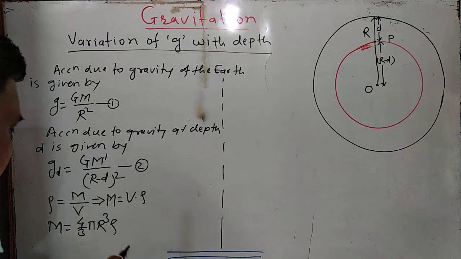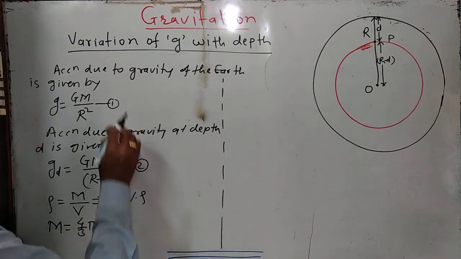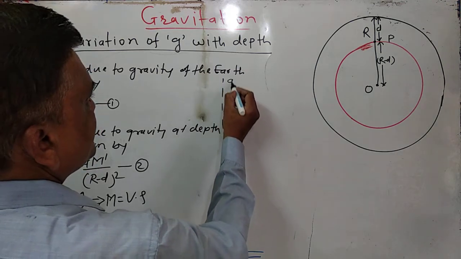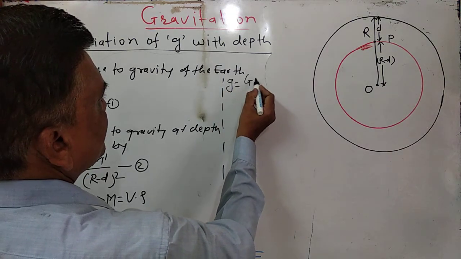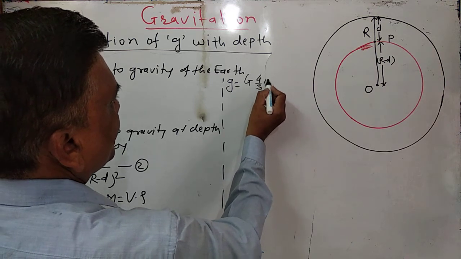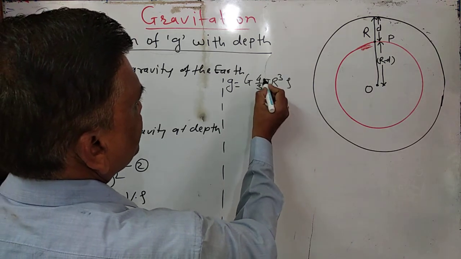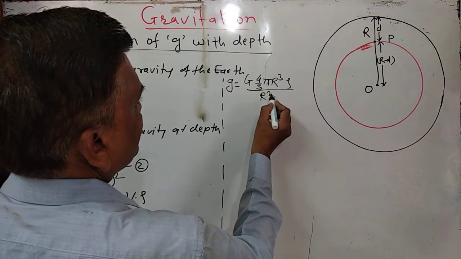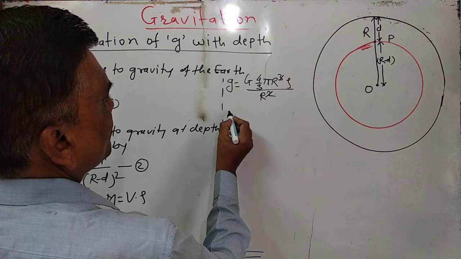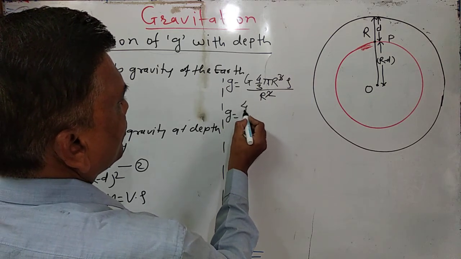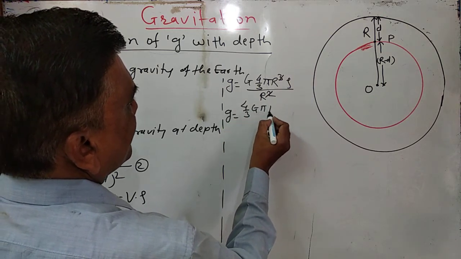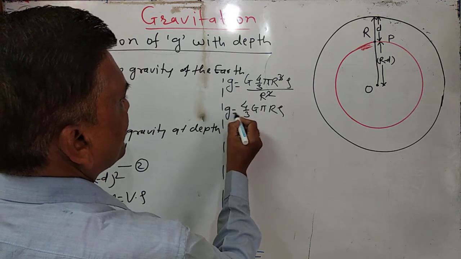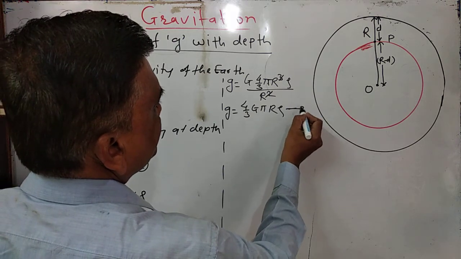Mass of earth. So this value put in equation number 1, then equation number 1 becomes g equals G into 4 by 3 pi R cube rho upon R square. This is cancelled and therefore g equals 4 by 3 G pi R rho. This is the value of g, equation number 3.